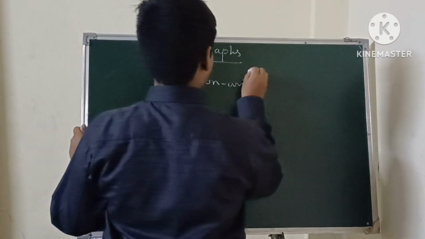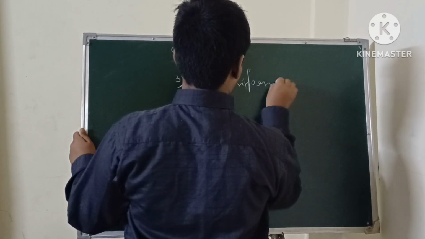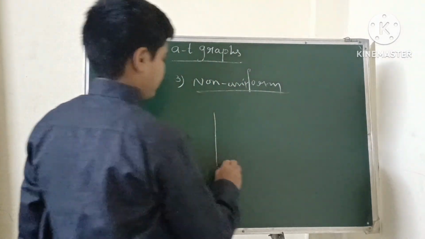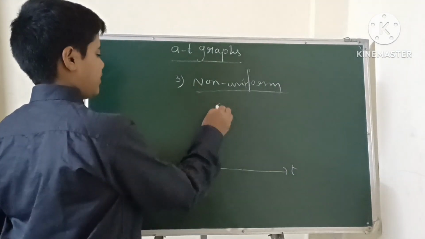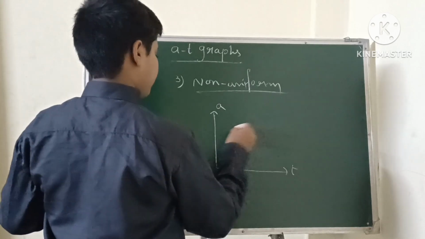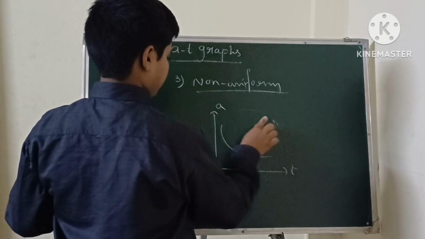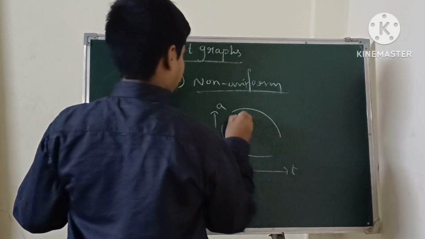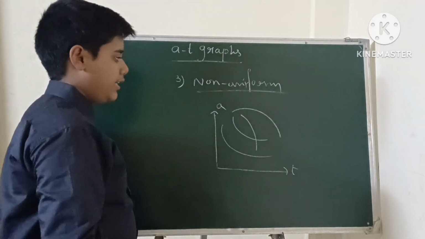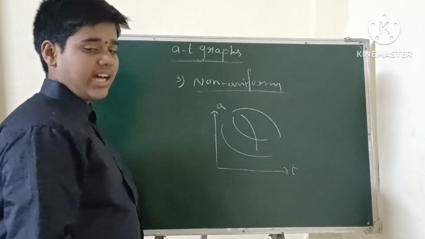Non-uniform motion. So if you see here, this is the graph T and this is A. Here the graph is like this or like this. The graph can be like this or like this or like this. Okay. Anyway, it can be formed. Okay. So these are the AT graphs.